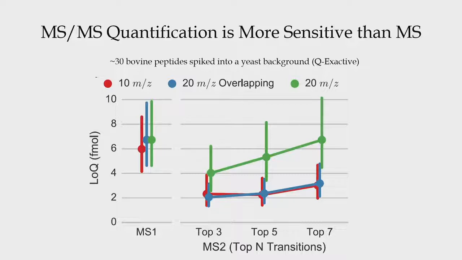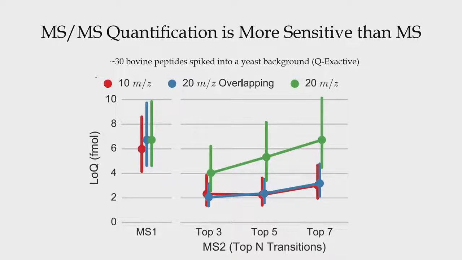This is 30 bovine peptides spiked into a complex yeast background. If you use the MS1 data versus the 20 m/z data which is overlapping versus the 10 m/z data from non-overlapping versus the 20 m/z that's non-overlapping, which is in this green, you'll notice that the 20 m/z overlapping is basically the same lower limit of quantitation, which is substantially better than the 20 m/z non-overlapping.